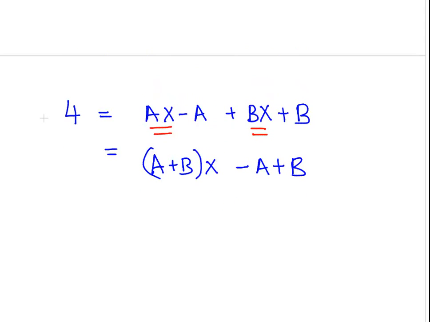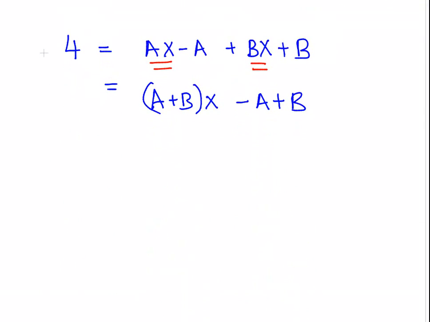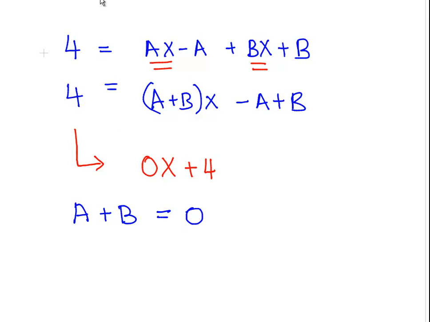I'm just going to go back a second and check I got that right. Yeah. So that's equal to 4. Now, for argument's sake, we can write this as 0x plus 4. We're not cheating or making any logical contradictions. So we could say a plus b is equal to 0, because we have a plus b times x, and necessarily that must equal 0. And also, we have minus a plus b, and that's equal to 4.